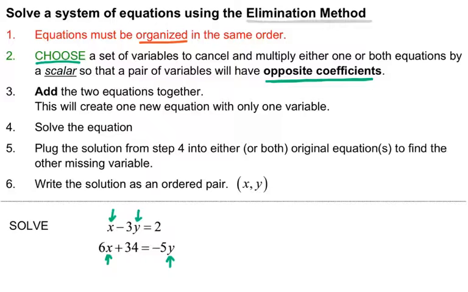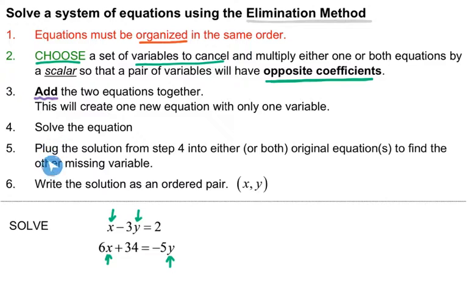All right, so we're going to choose a set of variables to cancel. And then we want opposite coefficients. Once we have done those two steps, it's as simple as just adding the two equations together. This creates one new equation with only one variable.